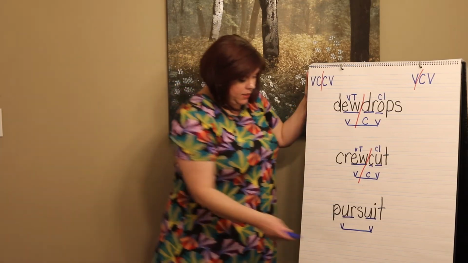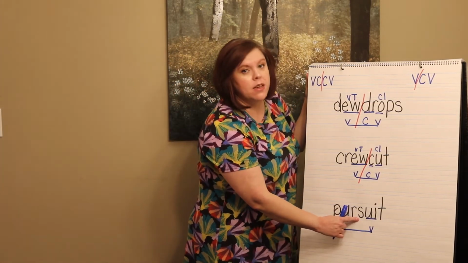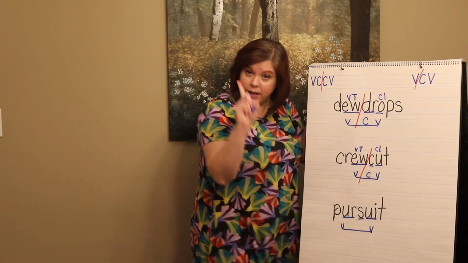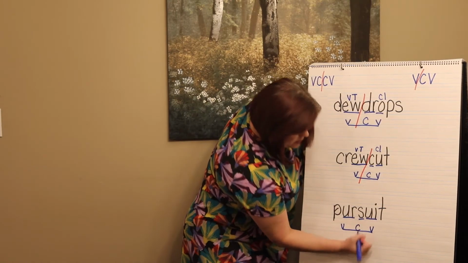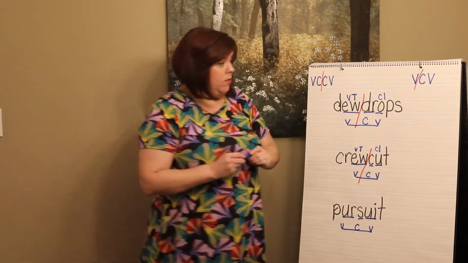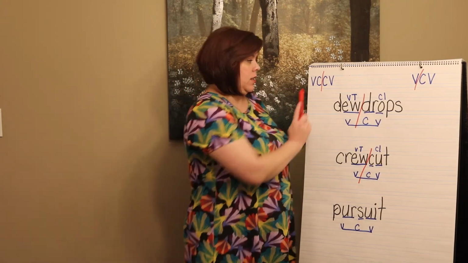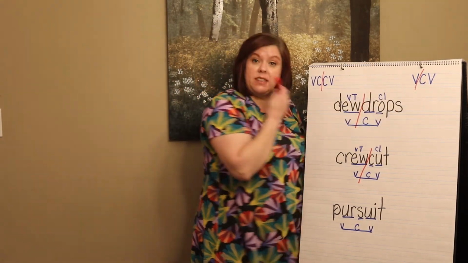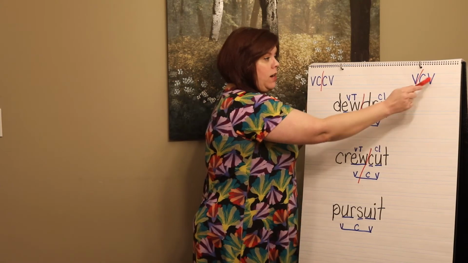Good job. Let's look above the bridge. What do we see? An S. One little consonant. So we put a C for consonant. Awesome. So let's check and see if it matches one of our patterns. Doesn't match this pattern, but it does match that pattern. It's a vowel, consonant, vowel pattern.